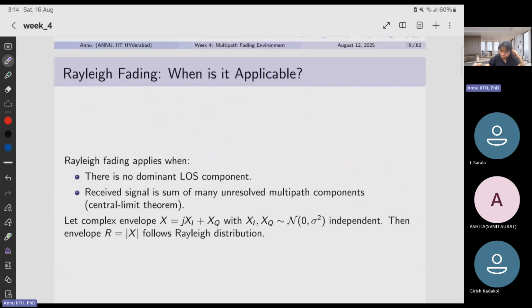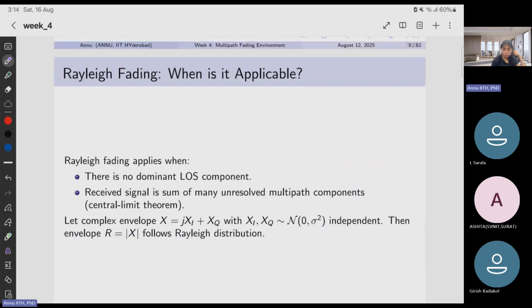So Rayleigh fading, when is it applicable? Sometimes you may wonder how we model different types of fading. Rayleigh fading applies when there is no dominant line of sight component and the received signal is the sum of many unresolved multipath components, like the central limit theorem. So Rayleigh fading is there when there is no line of sight component involved at all and the received signal is the sum of many unresolved paths.